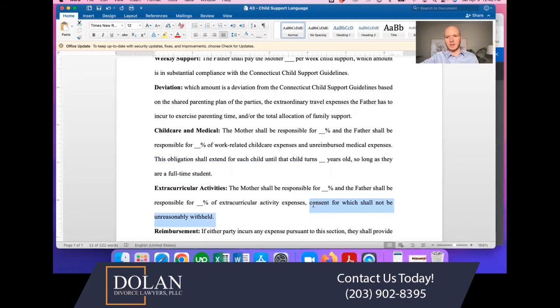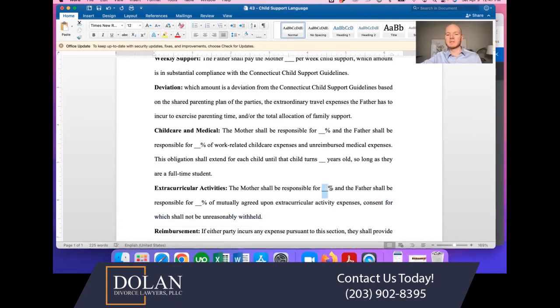We usually put this language in because, and you actually normally want to put, of mutually agreed upon extracurricular activity expenses, consent for which shall not be unreasonably withheld. Sometimes one parent might be a total jerk and they just refuse every extracurricular activity expense because they don't want to pay for it. So you want to put language in where the parties can't be unreasonable. So if you have that situation where one parent is just saying, I'm not paying for anything, you can bring that person to court and say, hey, they should have to reimburse me because they're unreasonably withholding consent.